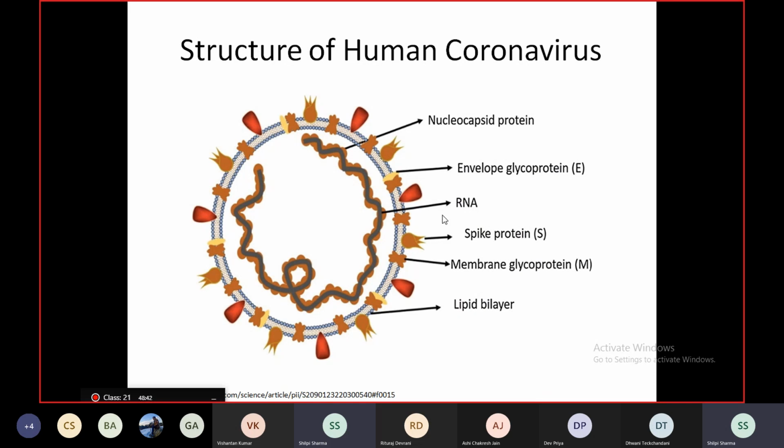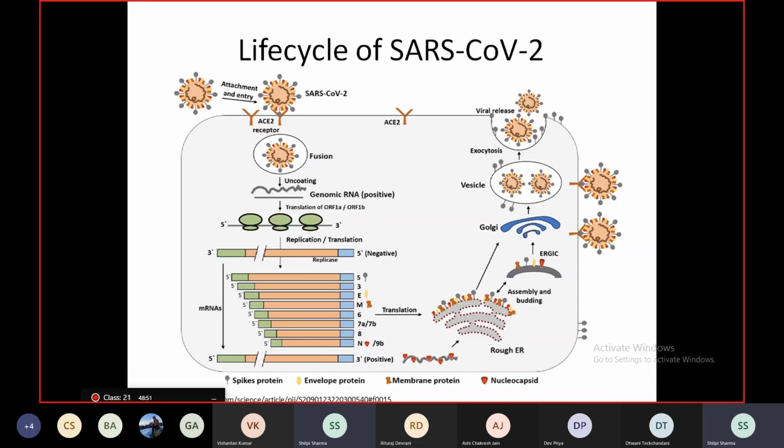This is just to satisfy your interest if you have any questions related to the coronavirus, because this is an enveloped virus and we talked about it, and also the life cycle, but I'm not going to go into the detail of the life cycle of coronavirus.